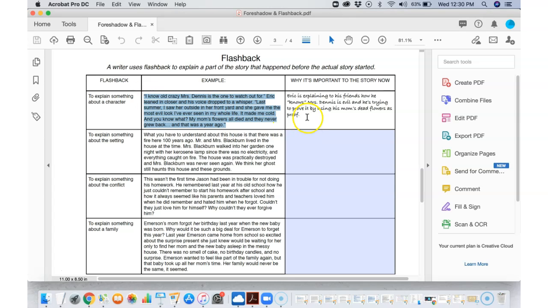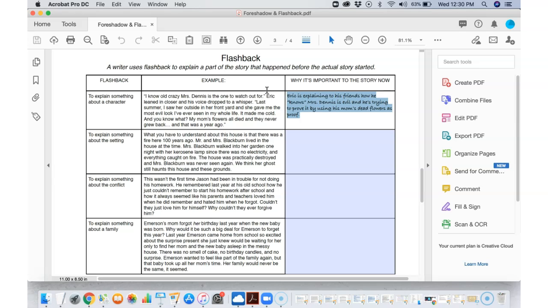Okay, so why is this important to the story now? Well, one thought is that Eric is explaining to his friends how he knows Mrs. Dennis is evil, and he's trying to prove it by using his mom's dead flowers as proof. That's why it's important to the story. Now, did his mom's flowers die really because Mrs. Dennis gave him an evil look? Well, we don't know. We don't have the whole story here.